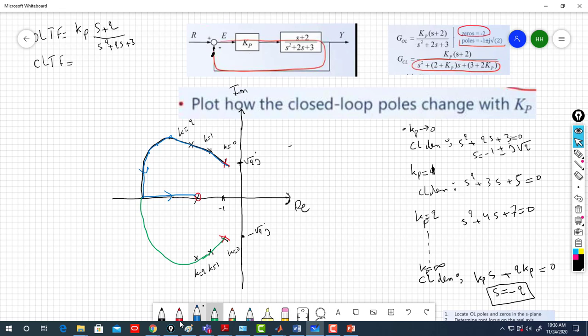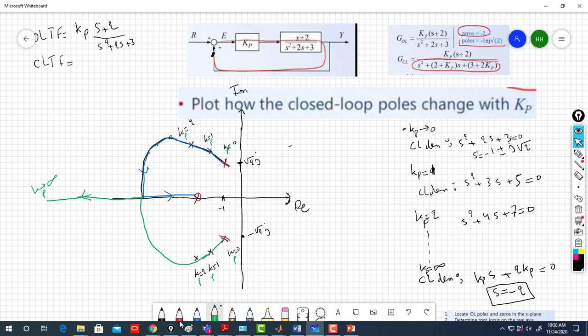And the other pole goes looking for a 0 at infinity. He's hoping to find a 0 at infinity when Kp tends to infinity. Okay, Kp, it doesn't matter, we're calling it Kp. So that's how we draw root locus.